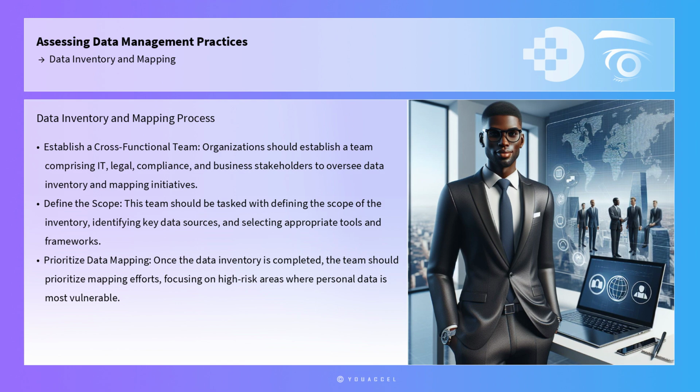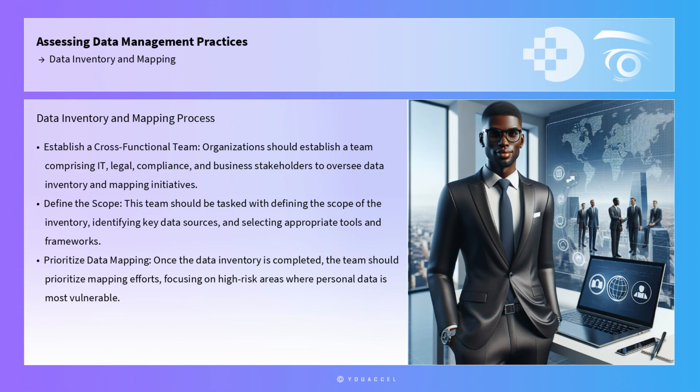In practice, the process of data inventory and mapping can be broken down into several actionable steps. First, organizations should establish a cross-functional team comprising IT, legal, compliance, and business stakeholders to oversee the data inventory and mapping initiatives. This team should be tasked with defining the scope of the inventory, identifying key data sources, and selecting appropriate tools and frameworks to facilitate the process. Once the data inventory is completed, the team should prioritize data mapping efforts, focusing on high-risk areas where personal data is most vulnerable.